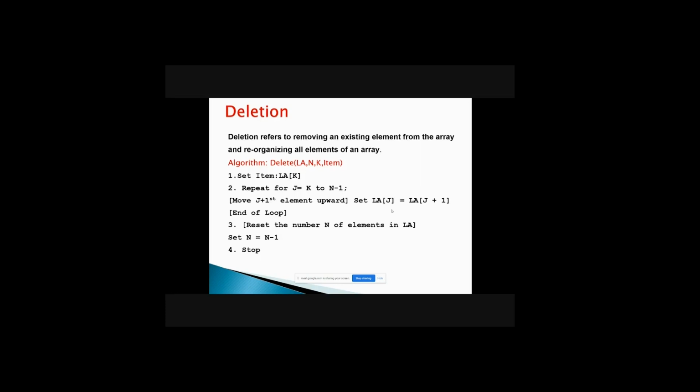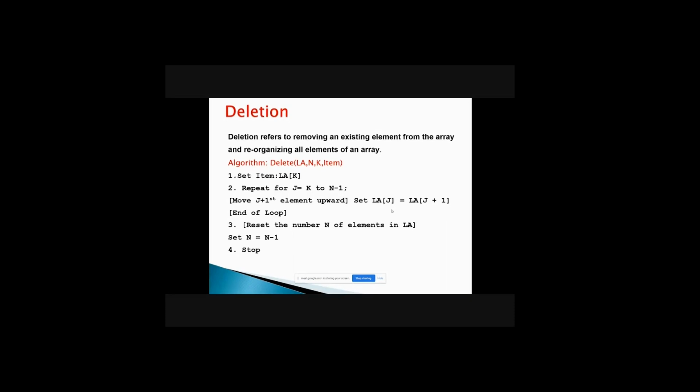So you have to repeat this process as long as the j value ranges from the position where you have deleted till the last element. So the looping should be j equals k to n minus 1. Once the j value goes beyond the range, that means all the elements towards the right have been shifted left, then come out of the loop.